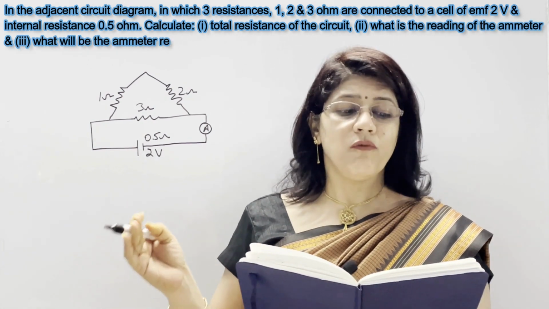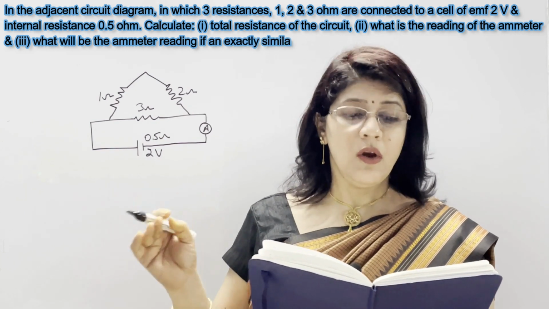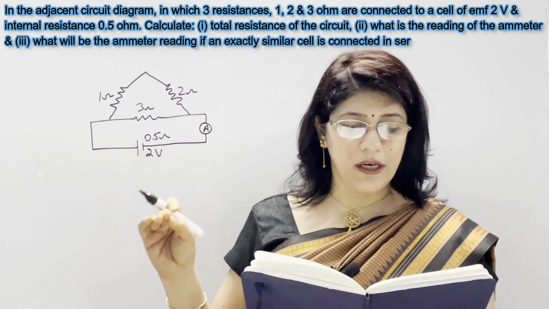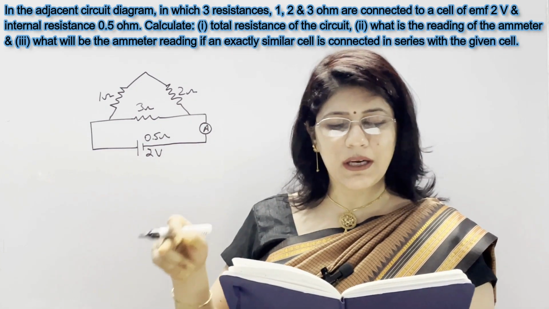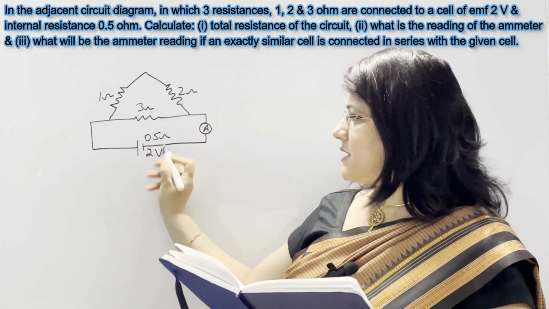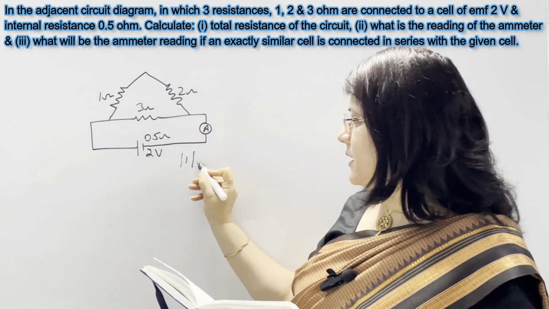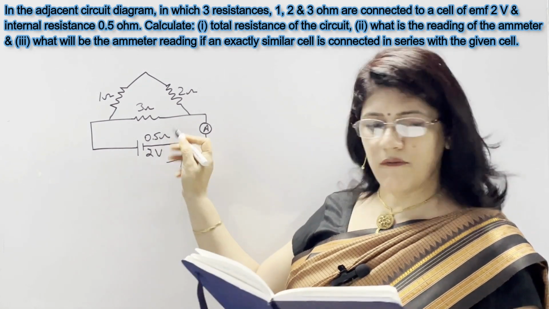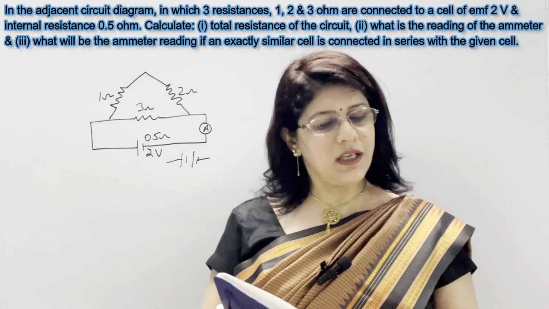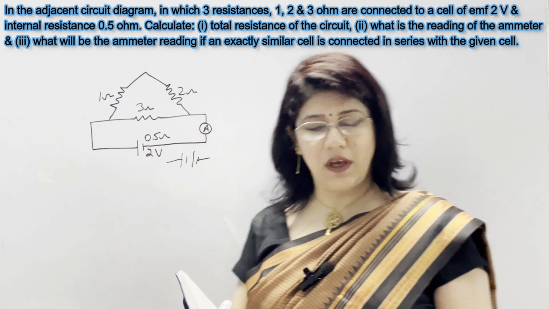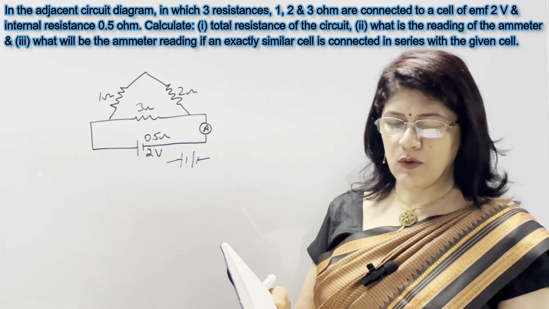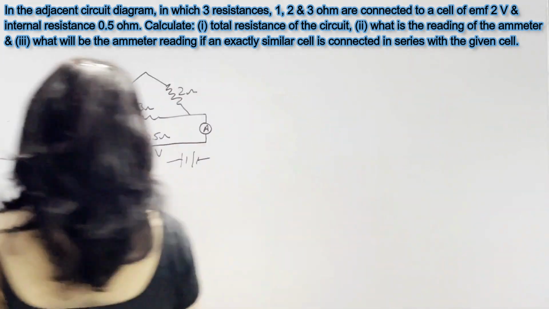It means the value of current in the circuit. And third is why we have selected this question. What will be the ammeter reading if an exactly similar cell is connected, of the same value, in series with the given cell? So third part is crucial. So first part is very simple.